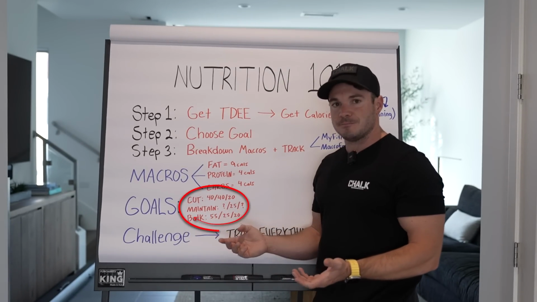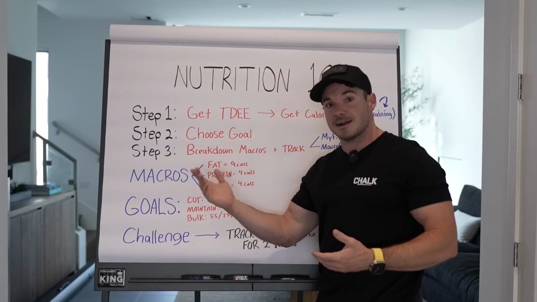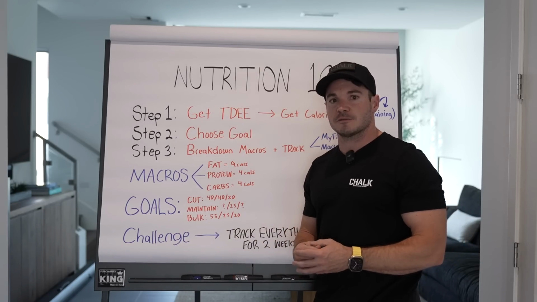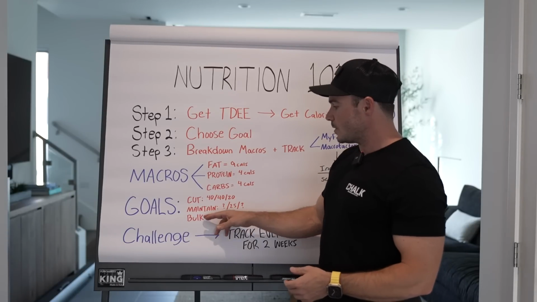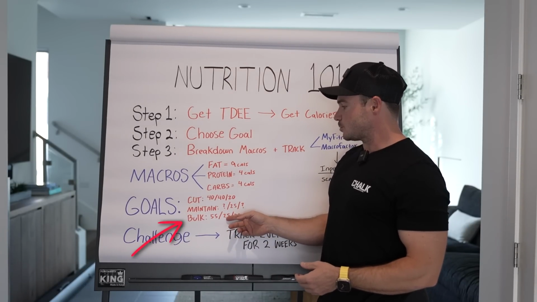And why would we do that? Because the easiest macro to eat a ton of is carbohydrates. When you guys think about the foods that you typically overeat on, it's usually carbohydrates. So when we bulk, we're gonna have a very different macro split than when we cut.